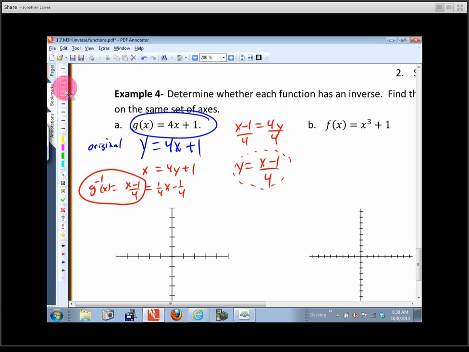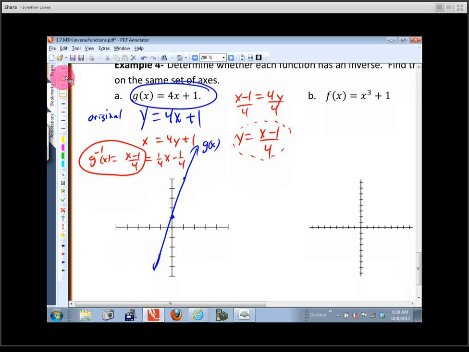We'll do the original one first. So this one crosses at 1 and has a slope of 4. So we're going to go up 4 and over 1, down 4 and back 1. So the graph looks something like this. This is the original function. This is g. And then let's graph its inverse.